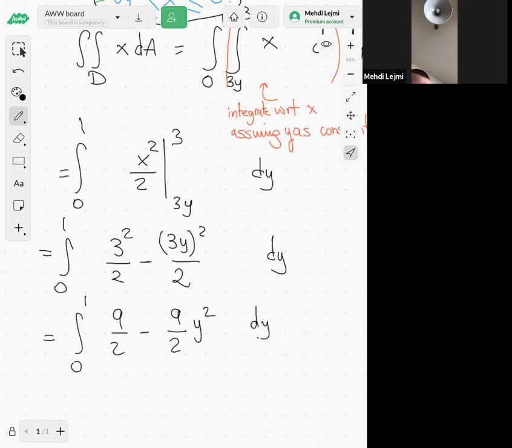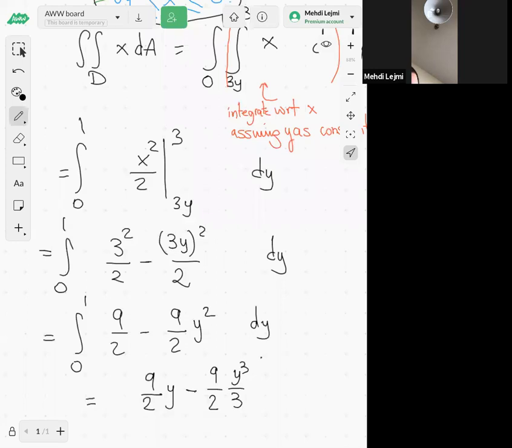You integrate now with respect to y, right? So the integral of 9 over 2 with respect to y is just a constant. So that will be 9 over 2 y minus, and then you integrate y squared. So that's 9 over 2, my constant. The integral of y squared with respect to y is y cubed over 3, right?